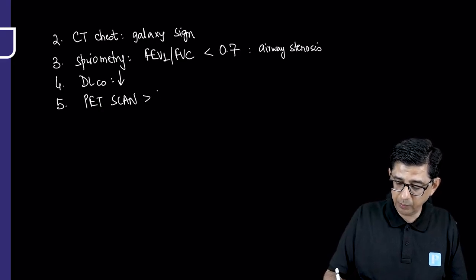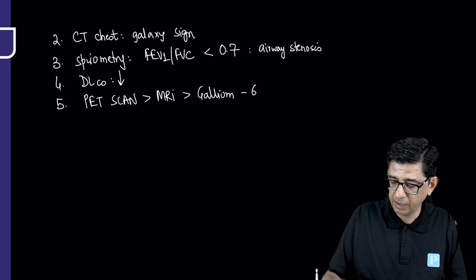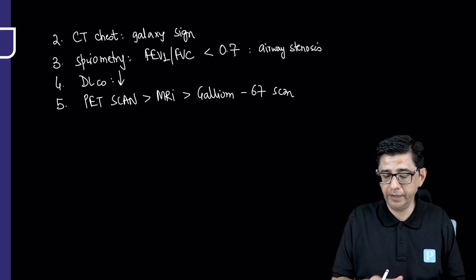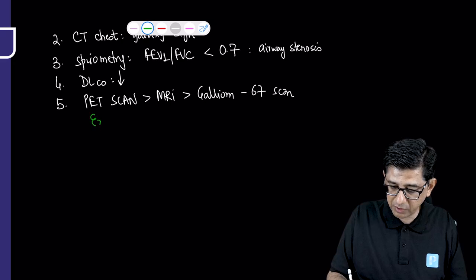Instead of PET scan, we can be doing an MRI as well. And then instead of MRI, in earlier times, we used to read about a gallium-67 scan. It is not that gallium-67 scan cannot be done, but currently it's a PET scan that is recommended for diagnosis of extra pulmonary sarcoidosis.